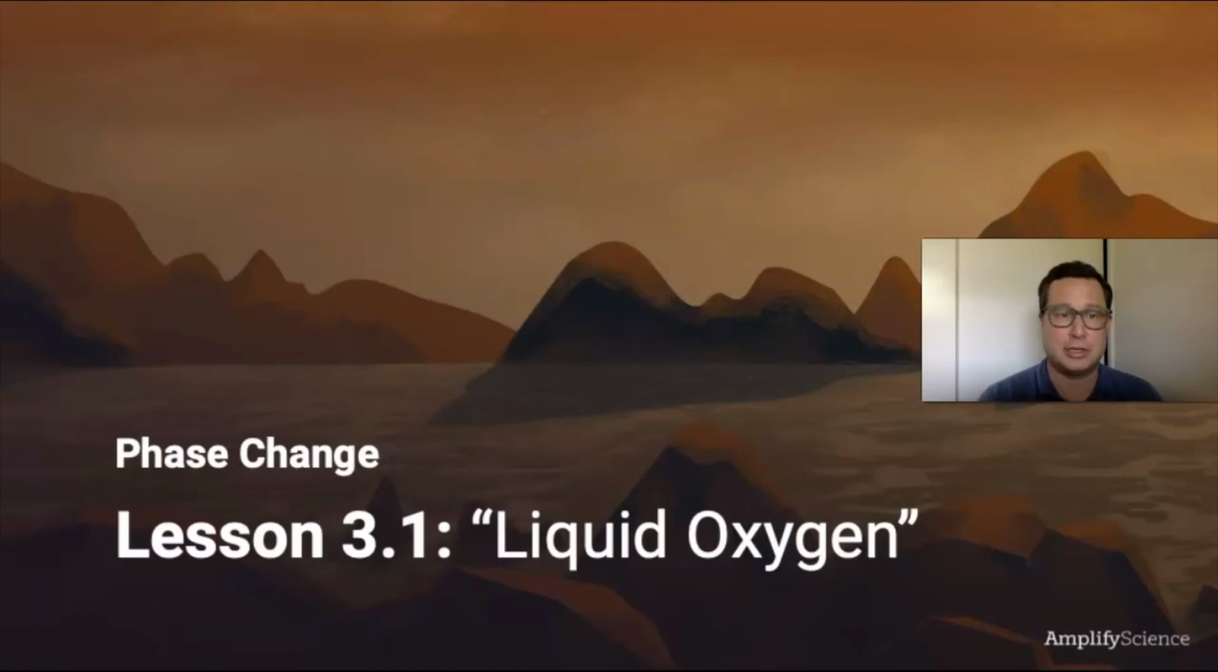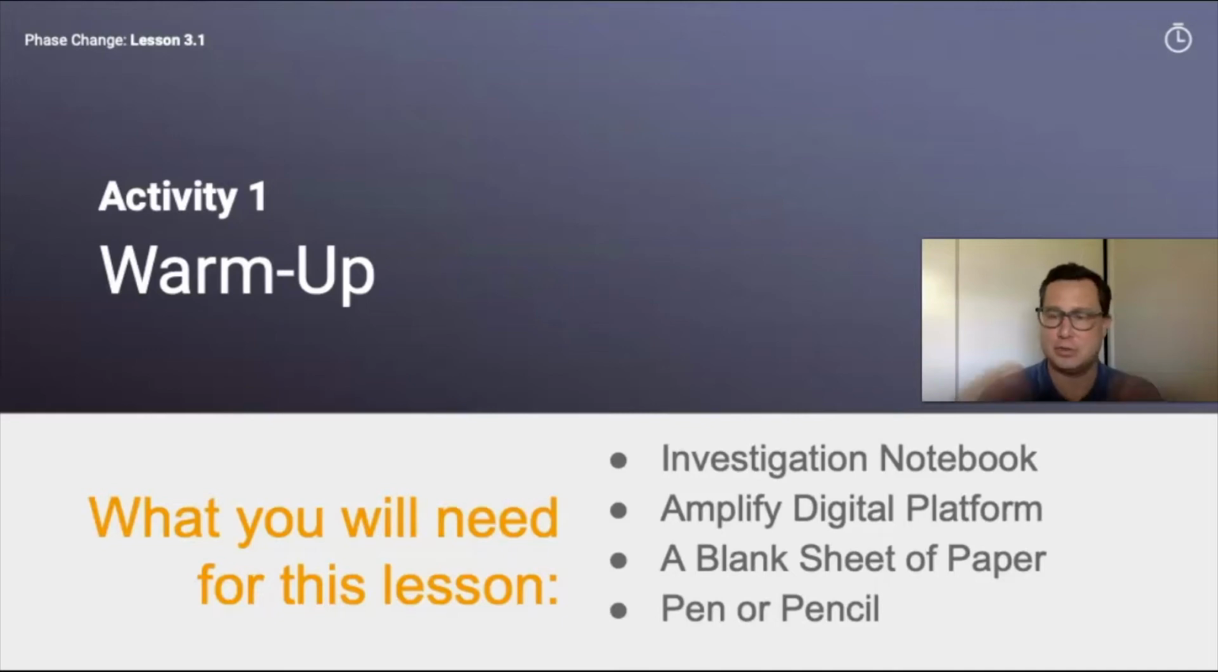So to get started with this lesson, we always do a warm-up to get our brains thinking. And what you need to get your brain thinking is your investigation notebook, Amplify's digital platform, or a blank sheet of paper and pen and pencil. If that's the case, then you're going to want to title this lesson 3.1 at the top of your page, Activity 1. Okay, let's get started.